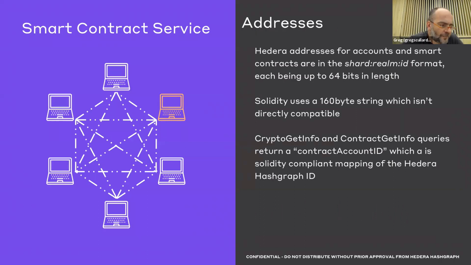Addresses. Hedera being different, you know by now addresses for accounts and smart contracts are in shard, realm, and ID formats, each of which is up to 64 bits in length. Last I looked, Solidity uses a 160-byte string, which clearly won't work. So we're catering for this particular discrepancy or difference through a property of an account and a contract called contract account ID, which you can get from crypto getinfo and contract getinfo. And this will give you a Solidity compliance mapping of the Hedera Hashgraph ID. So we generate that contract ID for you, and you can then use it in subsequent calls or functions to refer to an existing account or contract ID in your smart contracts.